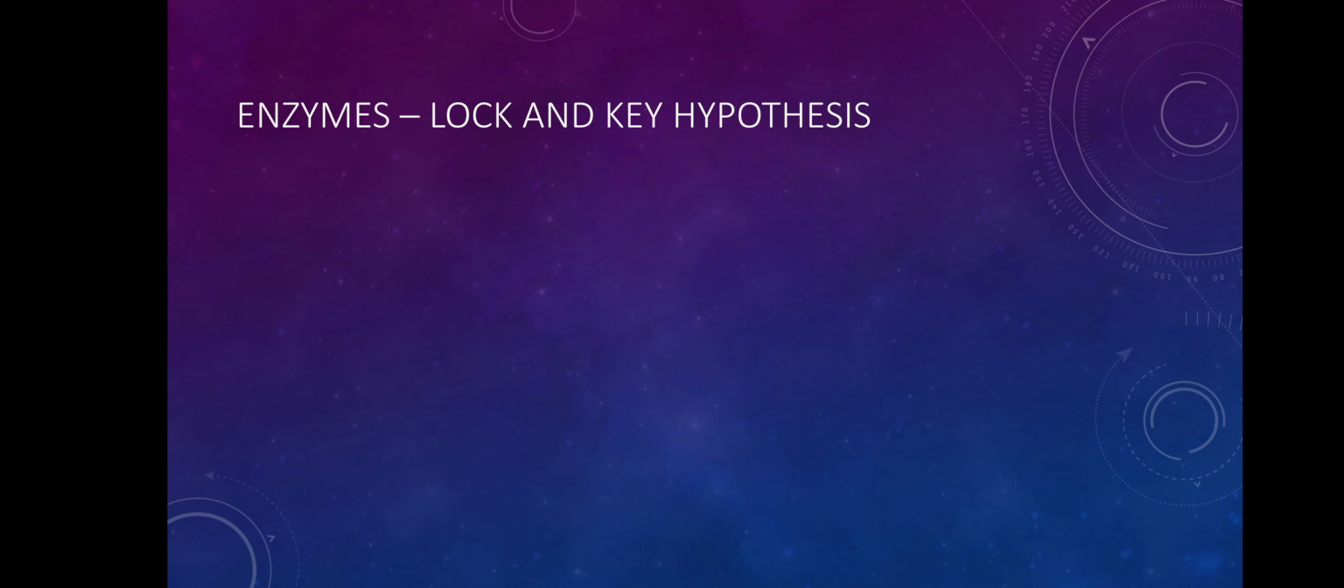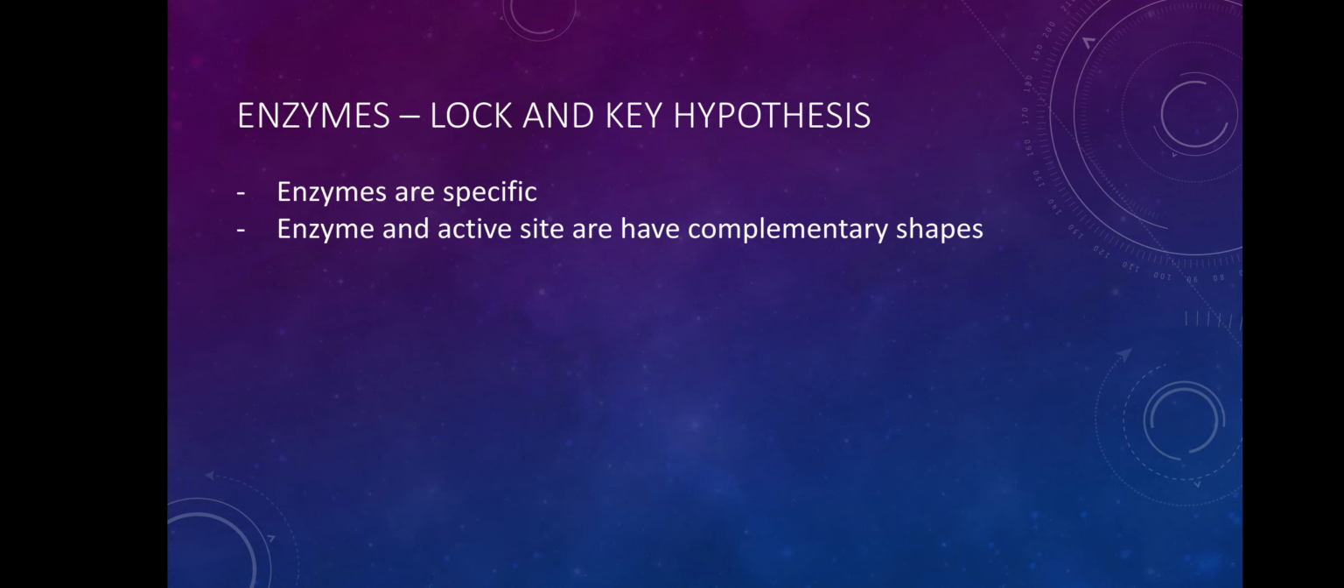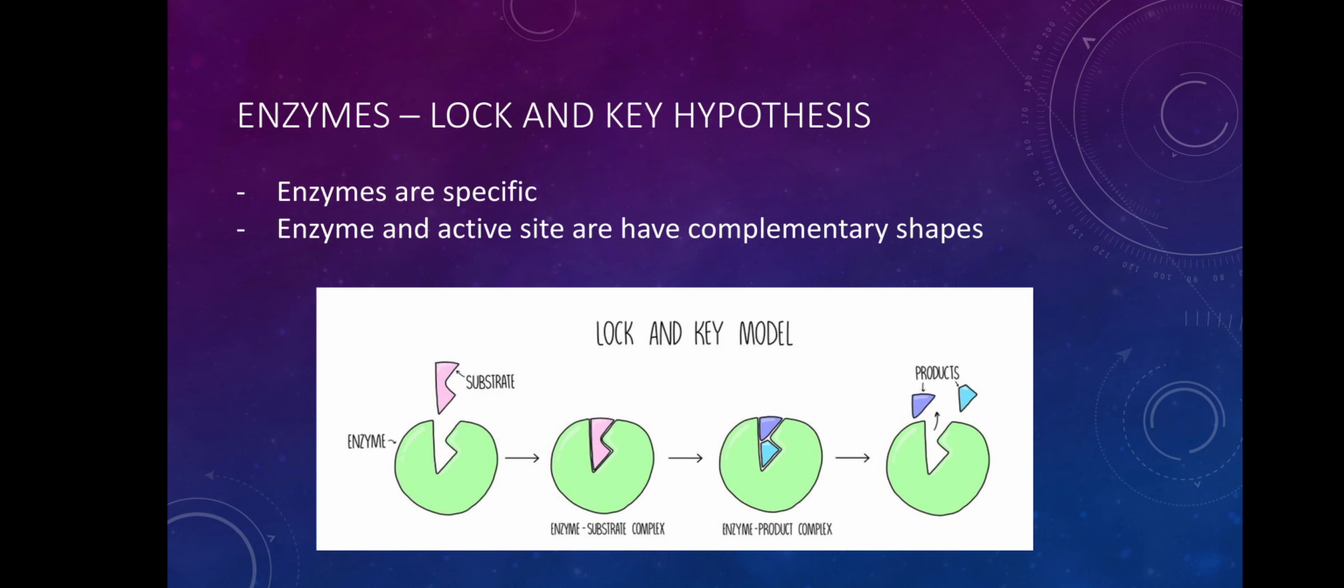So first of all, the hypothesis that was first introduced was the lock and key hypothesis, and this is basically where it says the enzymes are specific. Not every enzyme can facilitate the reaction of every other reaction. The substrate and enzyme site have to have complementary shapes, as this diagram shows. The fit has to be very close.